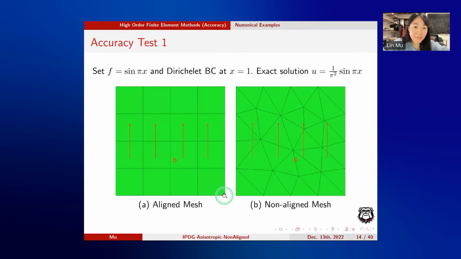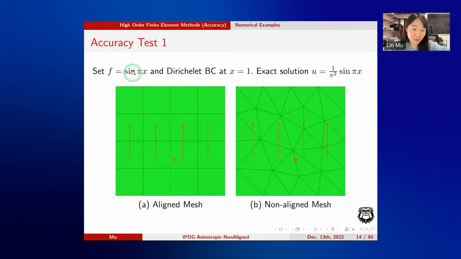Now let's do some numerical tests as the motivation. We care about a unit square. On the edge x equals 0, let's consider the Dirichlet boundary condition. On the other three edges, let's enforce the Neumann boundary condition. For the manufactured solution, we will choose u equals this one, 1 over pi squared times sine pi x. And the right-hand side source function is computed by our scheme. It's just a simple sine function.